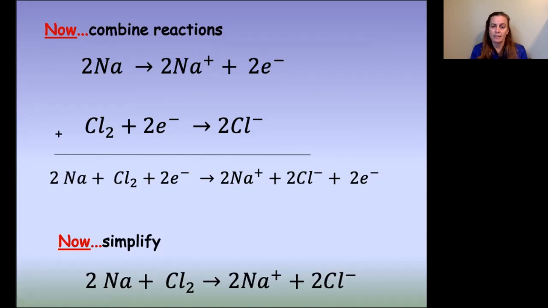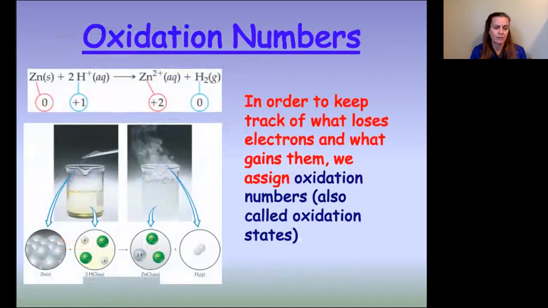So it's pretty easy to see when we have ionic compounds forming or ions forming. But it's not always this cut and dried. And so we are going to learn how to assign something we call oxidation numbers. And oxidation numbers help us to keep track of what loses electrons and what gains electrons, so we know what is oxidized and what is reduced.